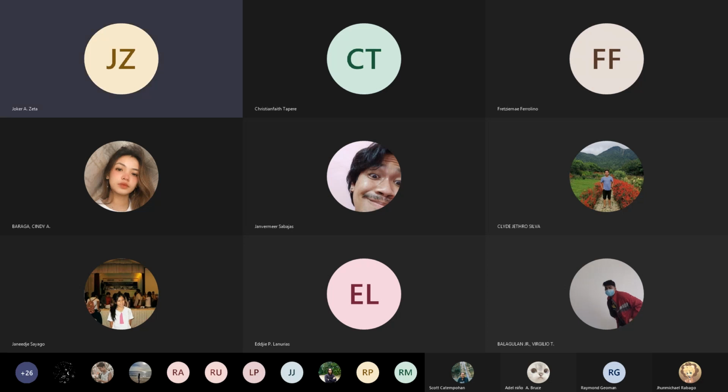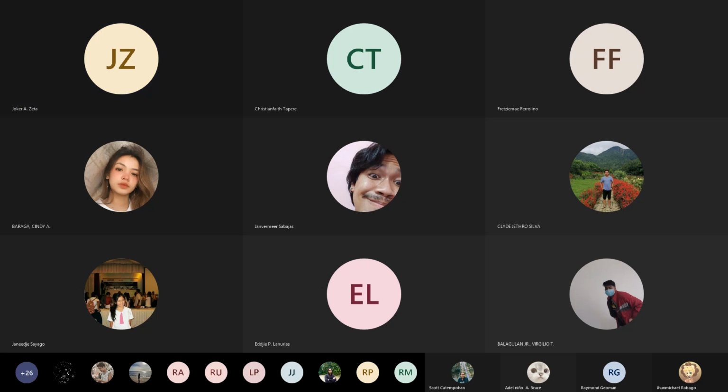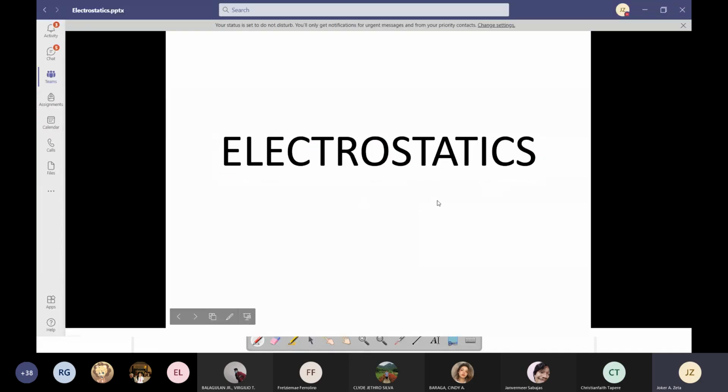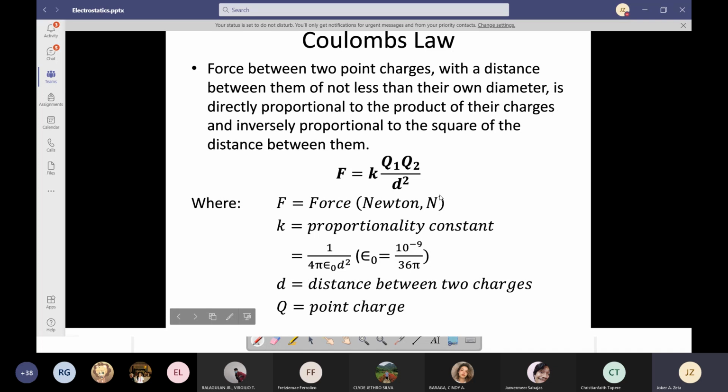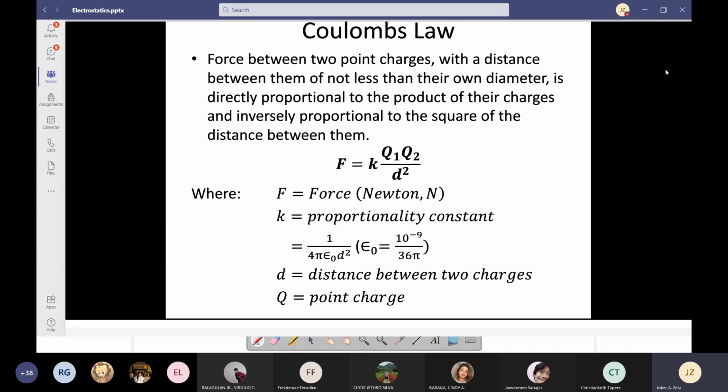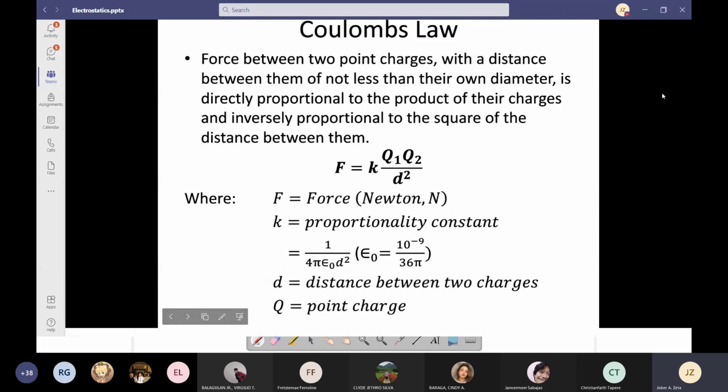Okay, so balik ta, no? Again, electrostatics. So, first topic for under electrostatics would be Coulombs law. Okay, now Coulombs law, the force between 2-point charges with the distance between them of not less than their own diameter is directly proportional to the product of their charges and inversely proportional to the square of the distance between them. Sir, okay, a shortcut na to in terms of formula.